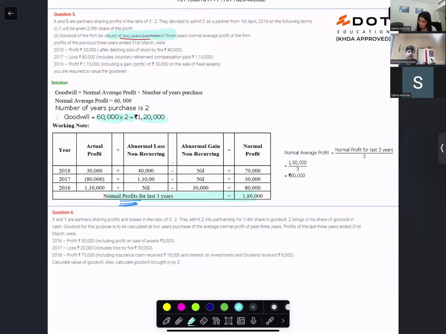Just understand, I need normal profit for the 3 years. So I need average normal profit. What do I need? Average normal profit. Come on, do this sum. I'll wait for you.